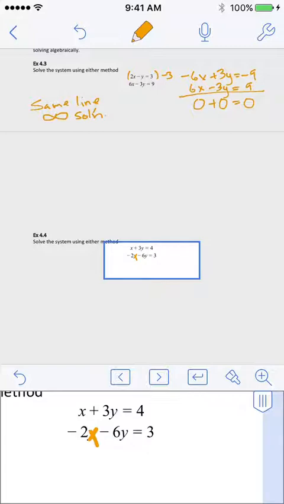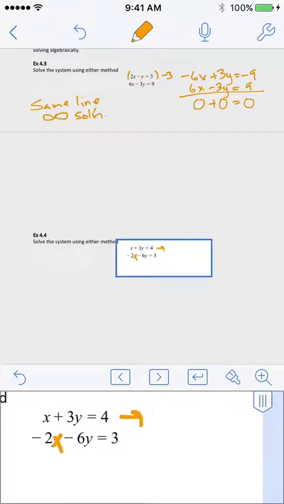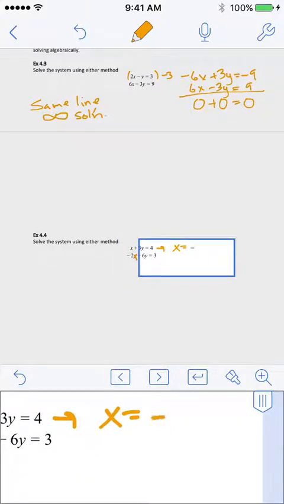So let's say I'm going to take this first guy, because this x is all by itself, right? And I'm going to substitute this into the other one, but I want to get x all by itself first. So I'm going to move that 3y over. I get x is equal to -3y plus 4, right? Because that's how I start substitution. I want one variable by itself on either the left-hand side or the right-hand side.